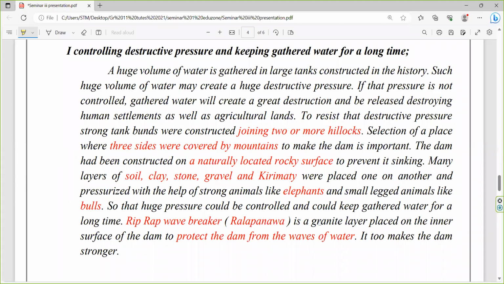If that is destroyed, what would happen? Even the settlements, even the paddy lands, everything will be destroyed. To resist that destructive pressure, strong tank bunds were constructed joining two or more hillocks. Selection of a place where trees are, now see, even how a place was selected you are writing. Here, what are the things that you can highlight? Huge volume of water.